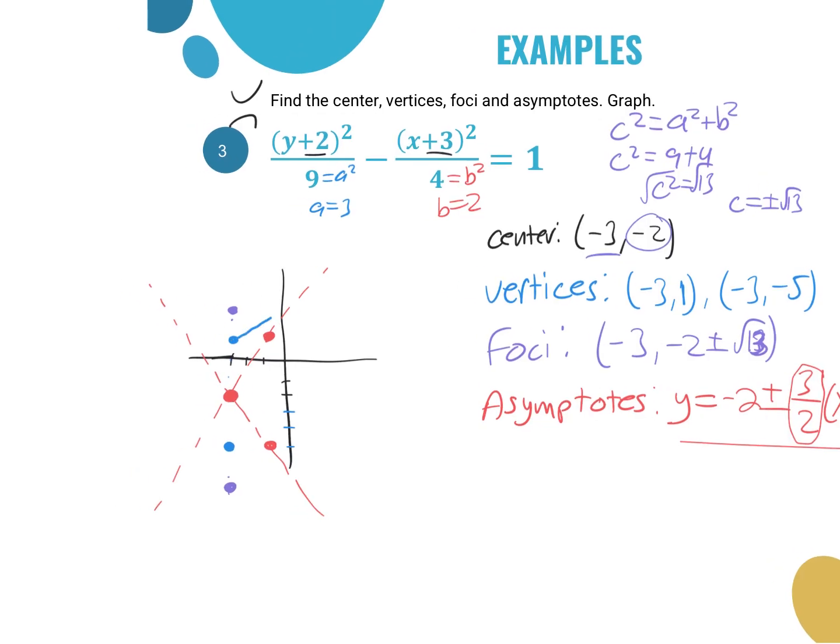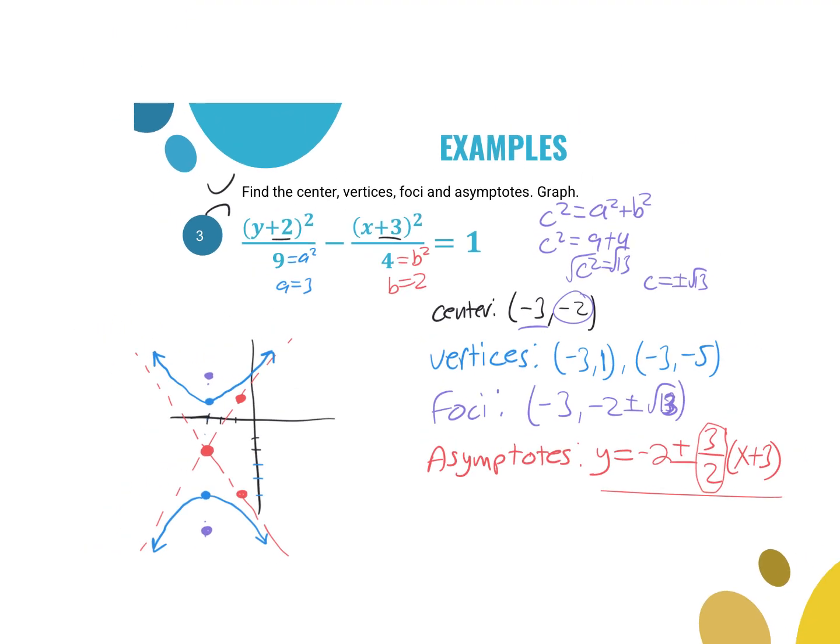All you need are your vertices and your asymptotes and your center. And then that's enough information. So your hyperbola should look something like that.